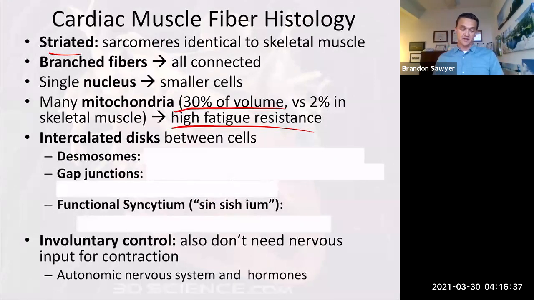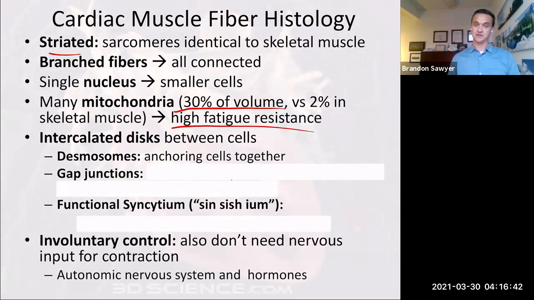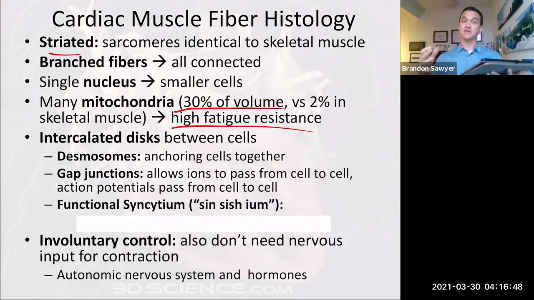They have these special structures called intercalated discs between the cells, which contain desmosomes and gap junctions. Desmosomes hold the cells together. If you remember, those are rivet-like structures from last semester, and gap junctions allow for ions to pass from cell to cell. So the action potentials just go one to the next, okay?